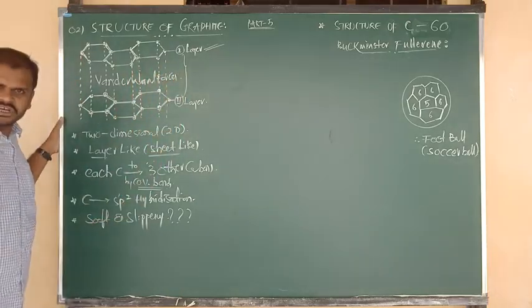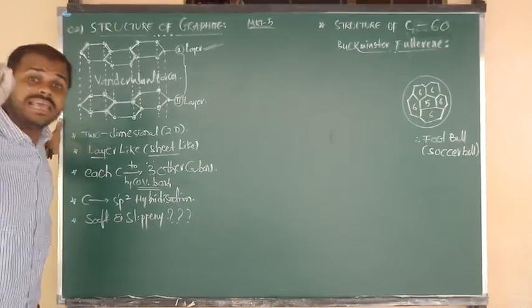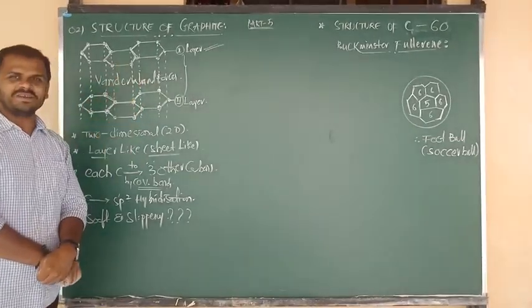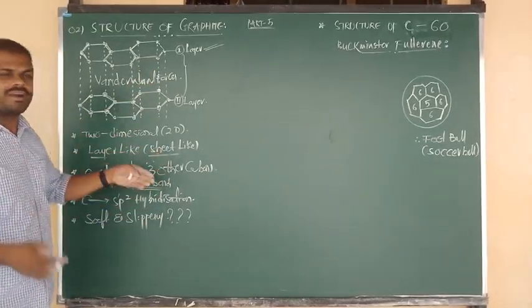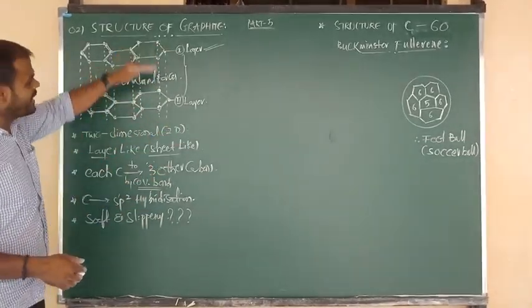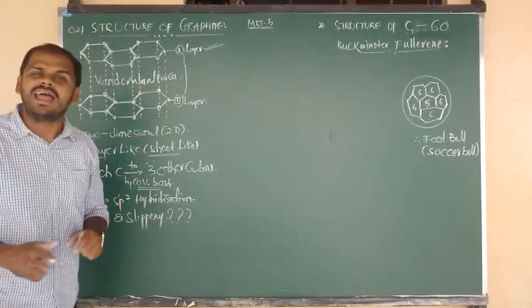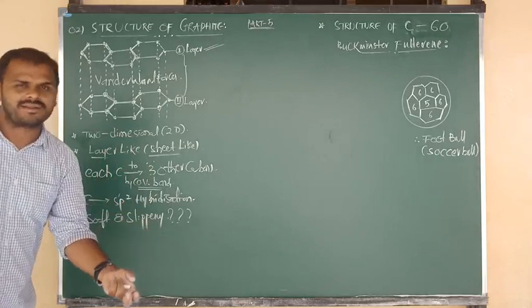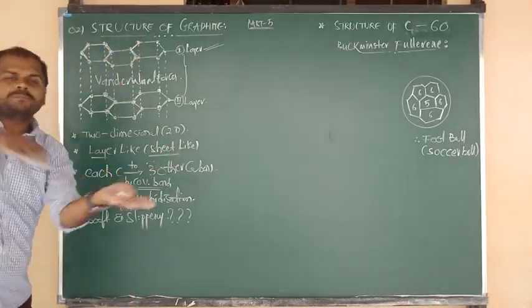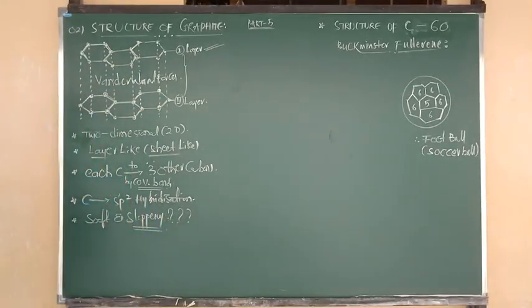Among covalent bond, hydrogen bond, ionic bond, metallic bond, the weakest is van der Waals forces. Graphite contains a layer-like, sheet-like structure. Between any 2 layers there will be weak van der Waals forces of attraction. So due to such weak van der Waals forces, one layer can slip over the second layer. Such nature is nothing but slippery nature. I hope you understand this clearly.